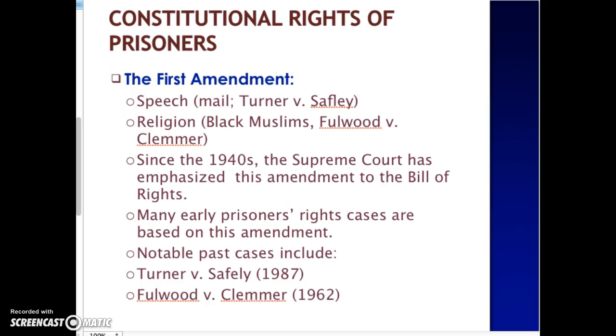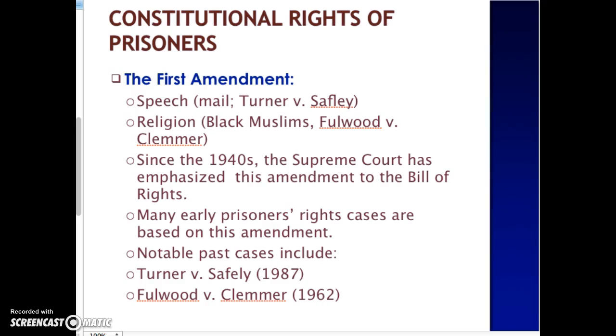And so the Turner test is basically a multi-pronged test that institutions have to consider as they evaluate whether or not the rule or policy that they're putting in place is necessary. Regarding religion, the First Amendment prevents Congress from making laws respecting the establishment of religion or prohibiting its free exercise. Cases concerning the free exercise of religion have caused the judiciary some problems, especially when the practice in question may interfere with prison routine and the maintenance of order.